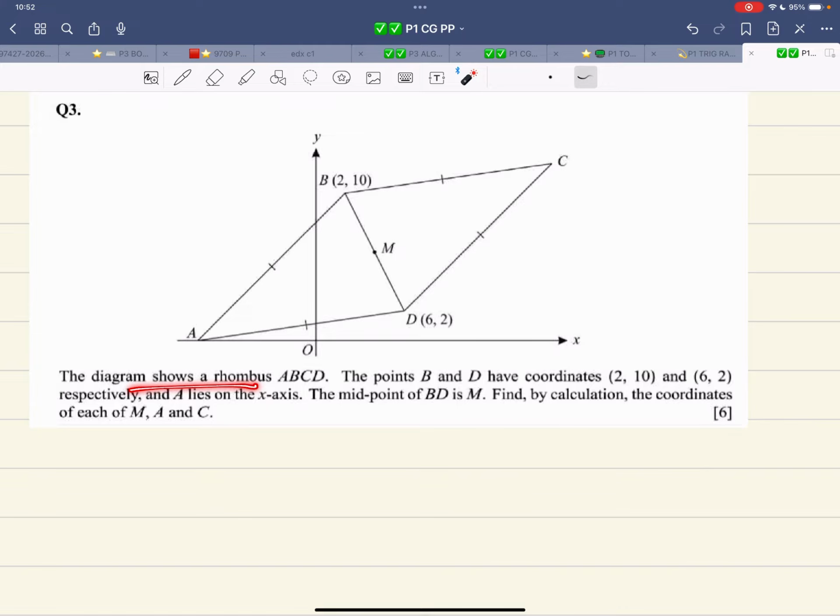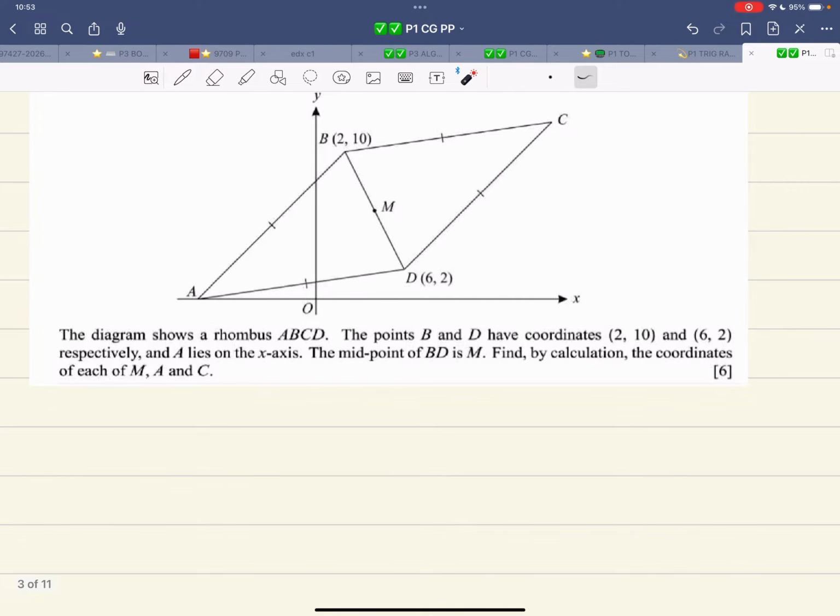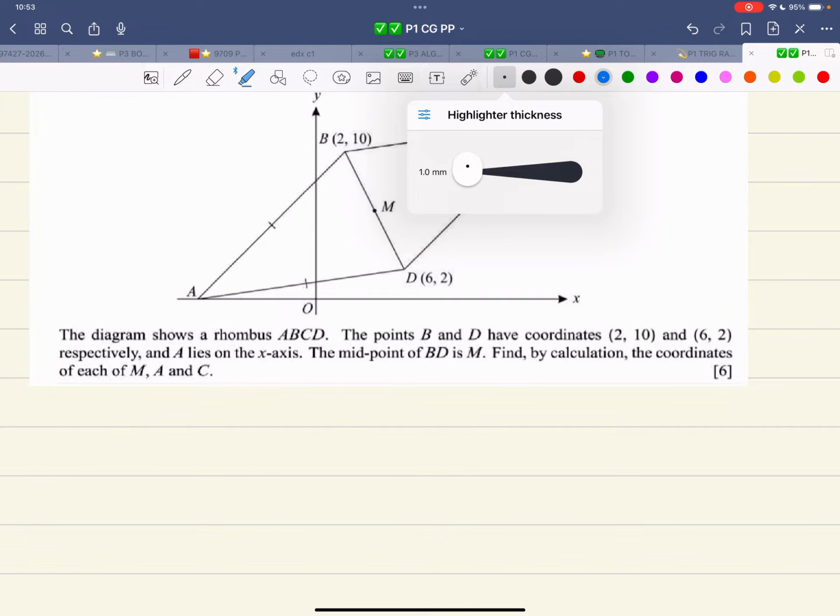Now that's the way to study. That is, you read, you watch the diagram, you have observed the diagram, and then you read further, and then double check, is all the information written over there? Respectively, that means this is B and this is D. A little bit of English knowledge is also necessary. A lies on the x-axis, that is A. The midpoint of BD is M, that's the midpoint of BD. Find by calculation, that means drawing is not allowed, the coordinates of each of M, A and C, and this is for 6 marks.